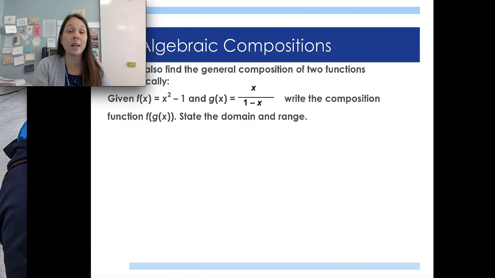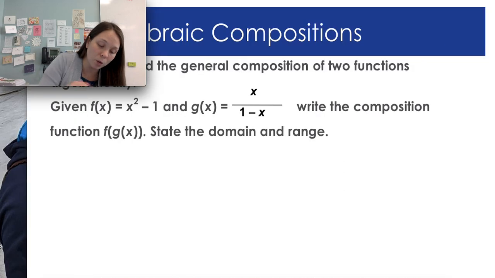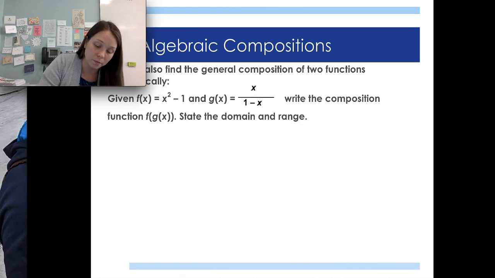All right, algebraic composition is the last thing we're going to be talking about in this lesson. Algebraic composition is where we take an entire equation and plug it into another function. So I have f of x is equal to x squared minus 1, and g of x is equal to x divided by 1 minus x. And I want to write the composition of f of g of x.